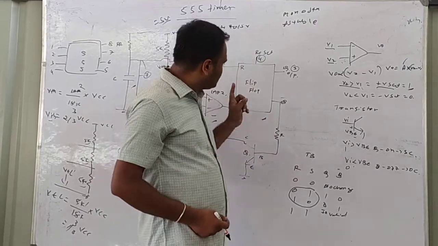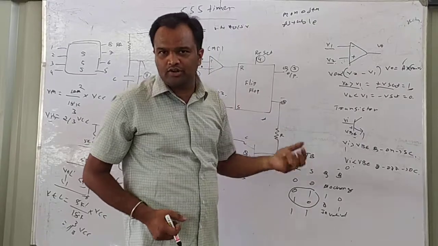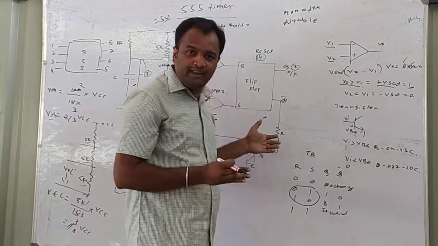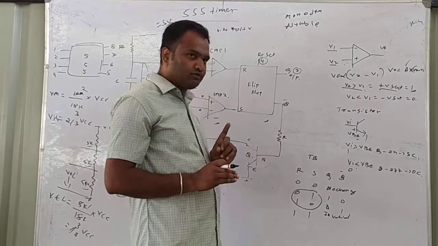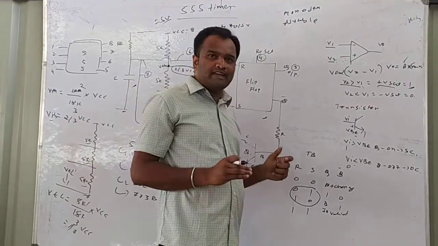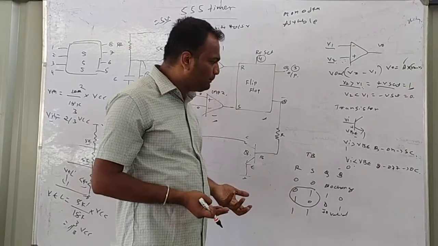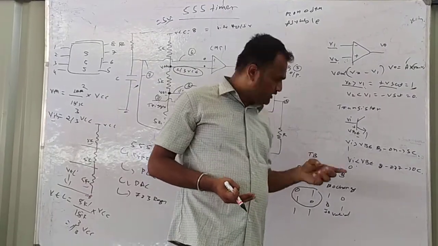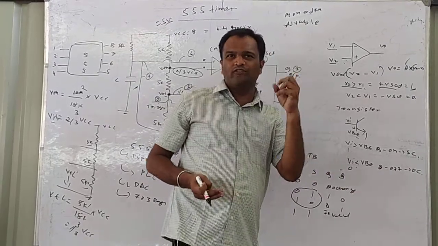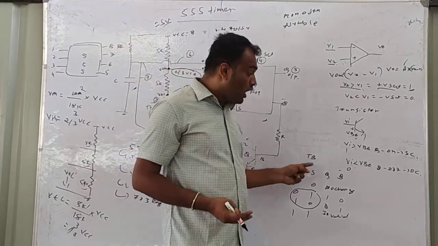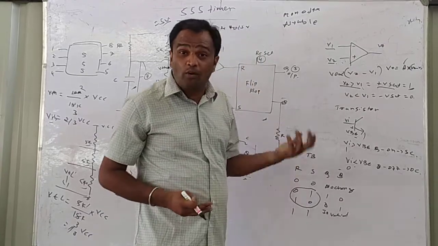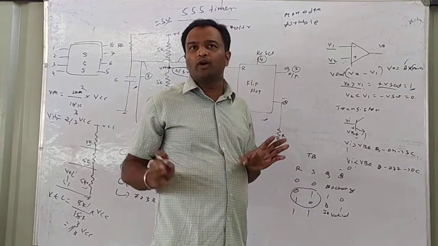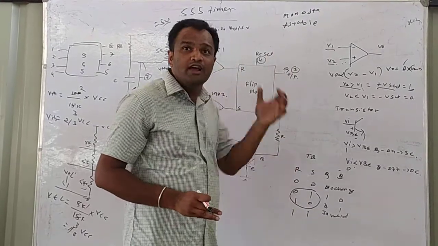And one more thing, this flip-flop is nothing but a sequential logic circuit. Sequential logic circuit means the output depends upon the present input as well as the previous output. That is one point. And the flip-flop is actually a bistable circuit. That means it contains two states. One is logic 0, another one is logic 1. Q and Q bar. And one more thing, the output of a flip-flop is always complementary. That means if Q is equal to 0, definitely Q bar will be equal to 1.